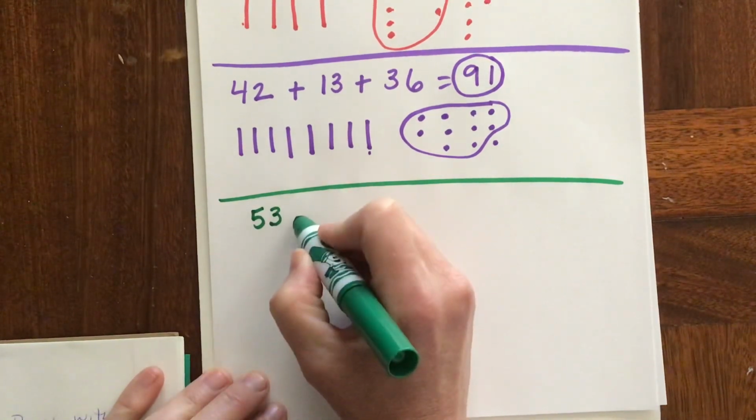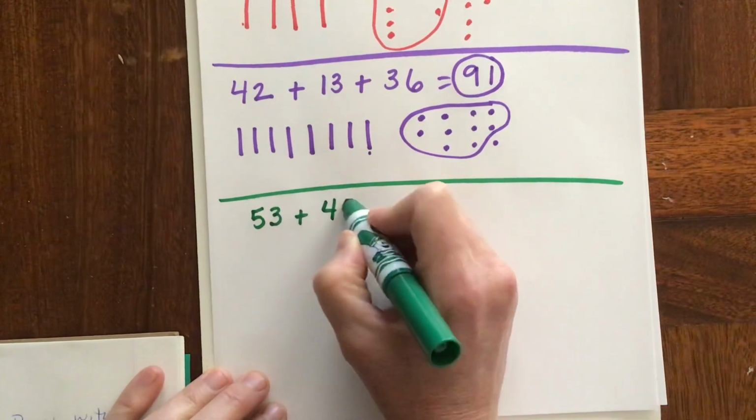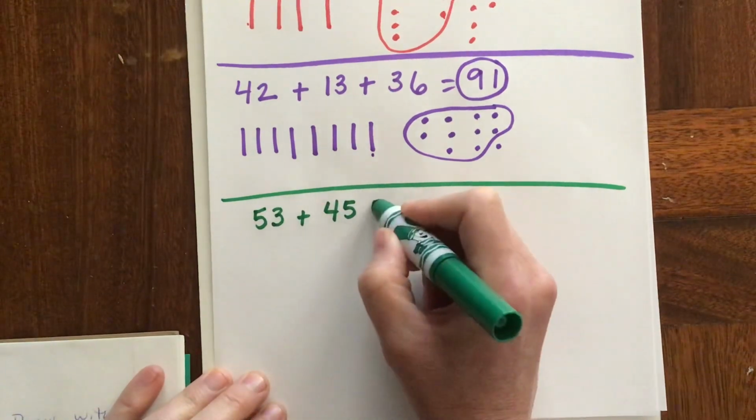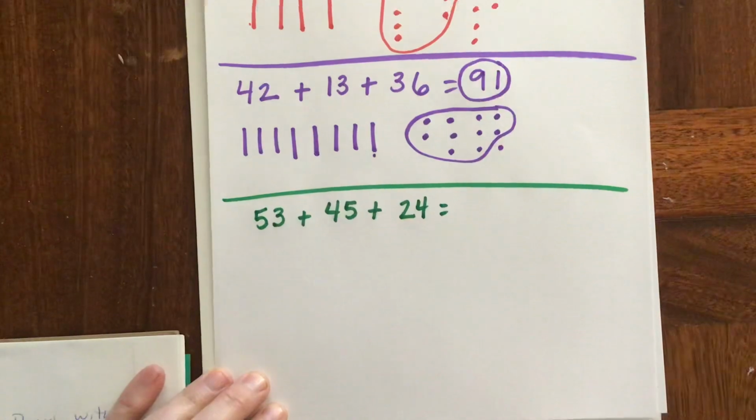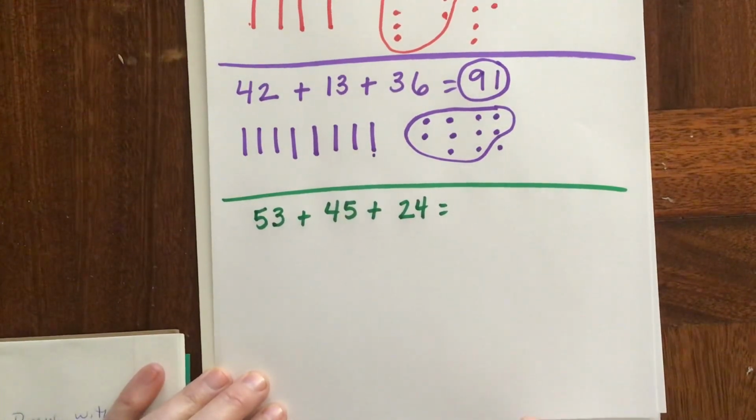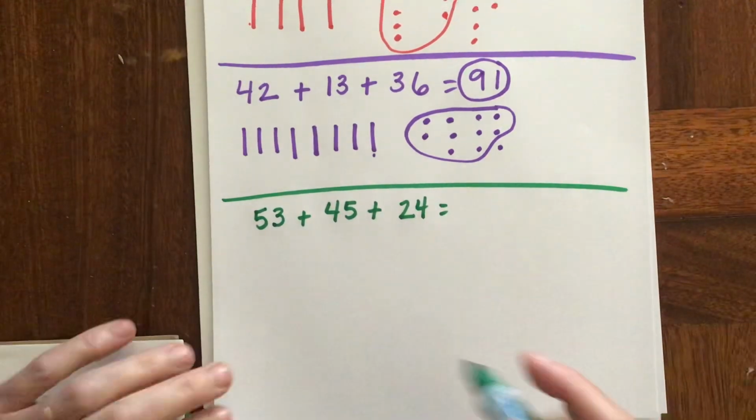53 plus 45 plus 24. All right, for this one, we're gonna combine our tens together and then add those up, and then we'll combine our ones together, add them up, and then we'll put them all together.